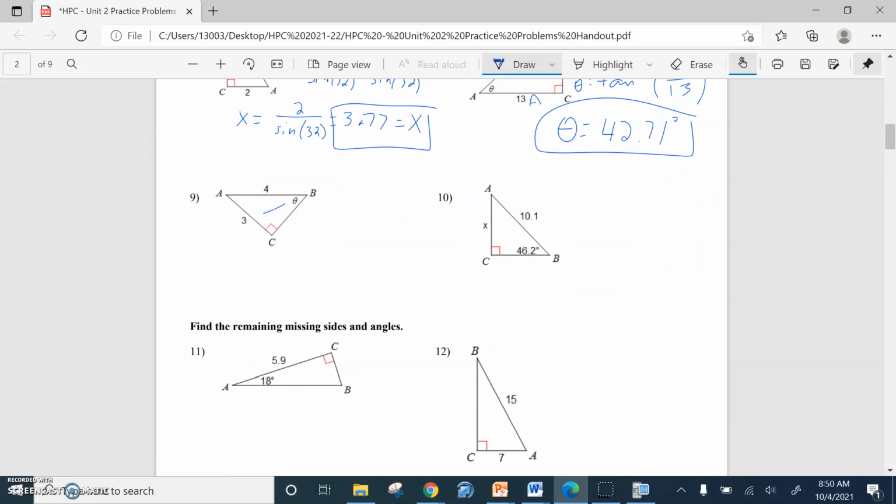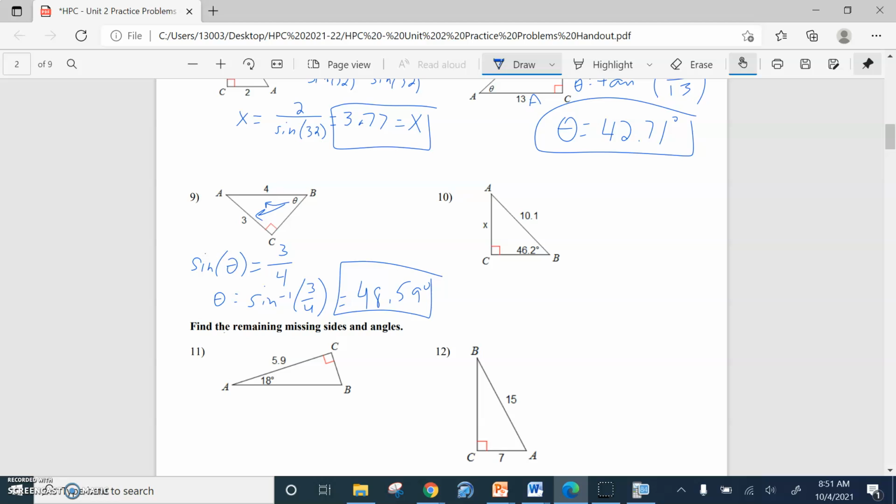Question 9. 9 is similar to 8 in the sense that we're just setting it up. We have the opposite side of theta, and we have the hypotenuse. So opposite over hypotenuse, that's sine of theta, is 3 over 4. Again, you take the sine inverse of both sides, you get theta. And that should be, I believe, about 48.59 degrees.